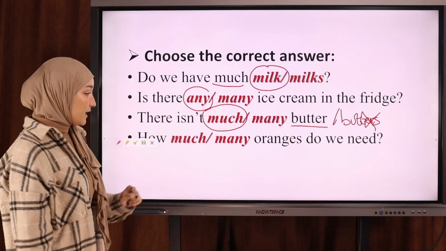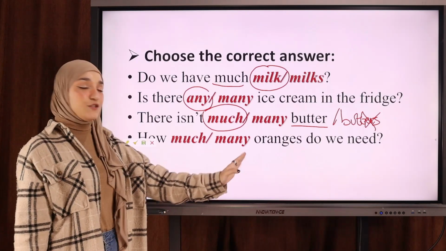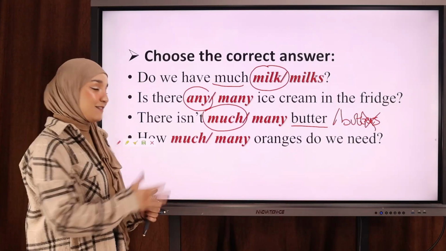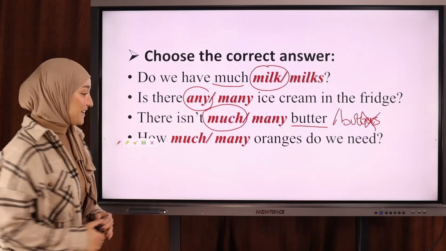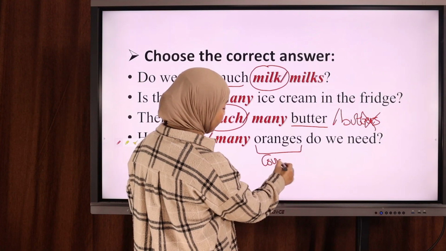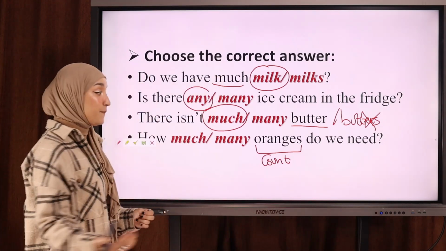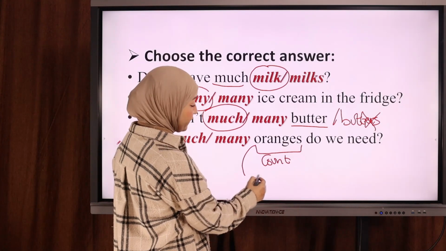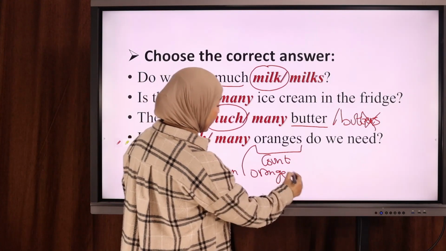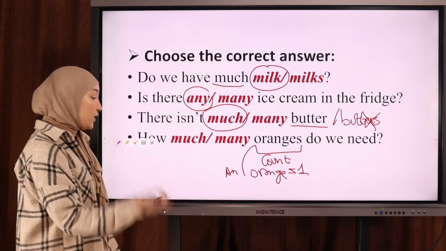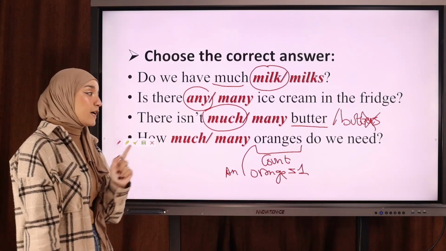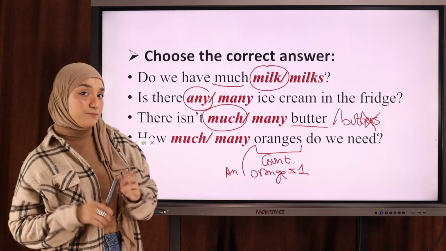Okay? The last one. How much oranges do we need? Or how many oranges do we need? Okay, and I have the word oranges. Oranges is a countable noun. If we want to return it to the singular, I can say orange, an orange, meaning one orange. So, what do we use? Which one? How much oranges do we need? Or how many oranges do we need?